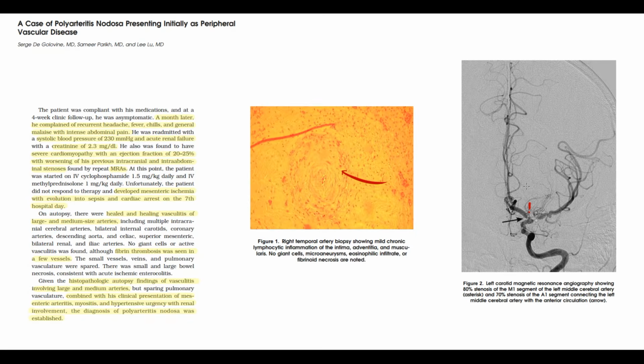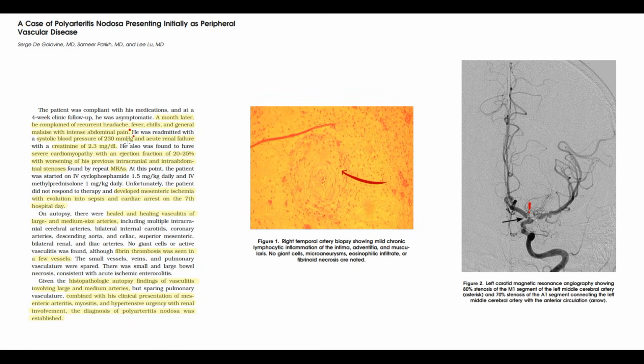Don't know, sir. A month later, the patient again had recurrent headache, fever, chills, general malaise, and intense abdominal pain. Wait a minute. His blood pressure was 230, which is huge, and he had an elevated creatinine level of 2.3 milligrams per deciliter. It's approximately 200 micromoles, so it's 2 times higher than normal, which tells us about renal failure.